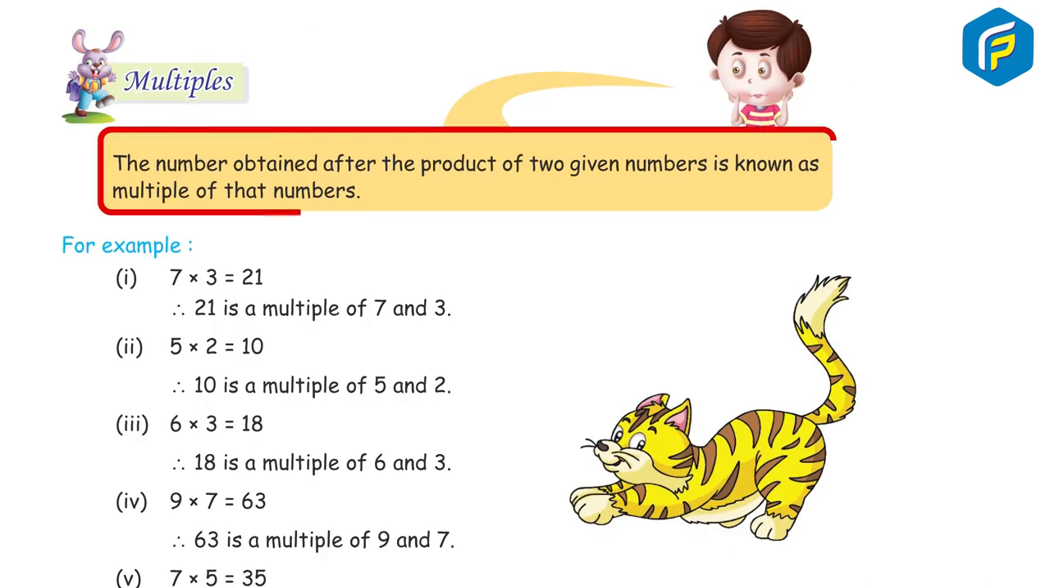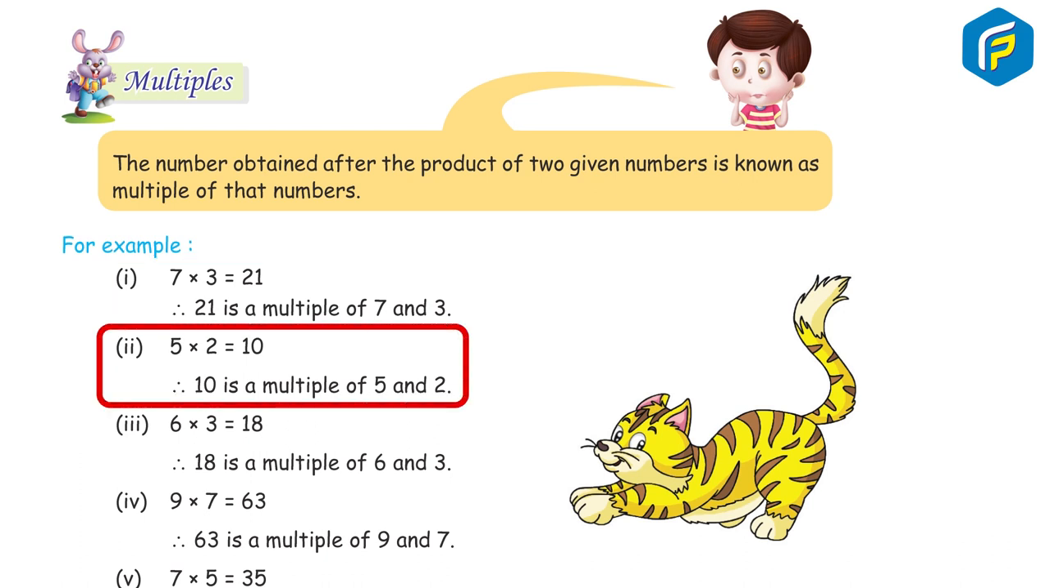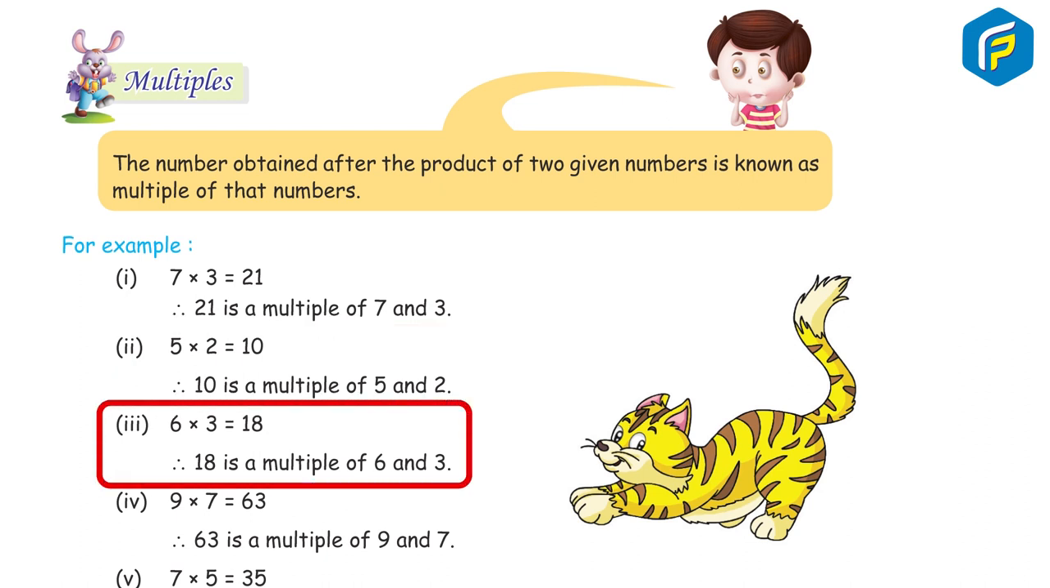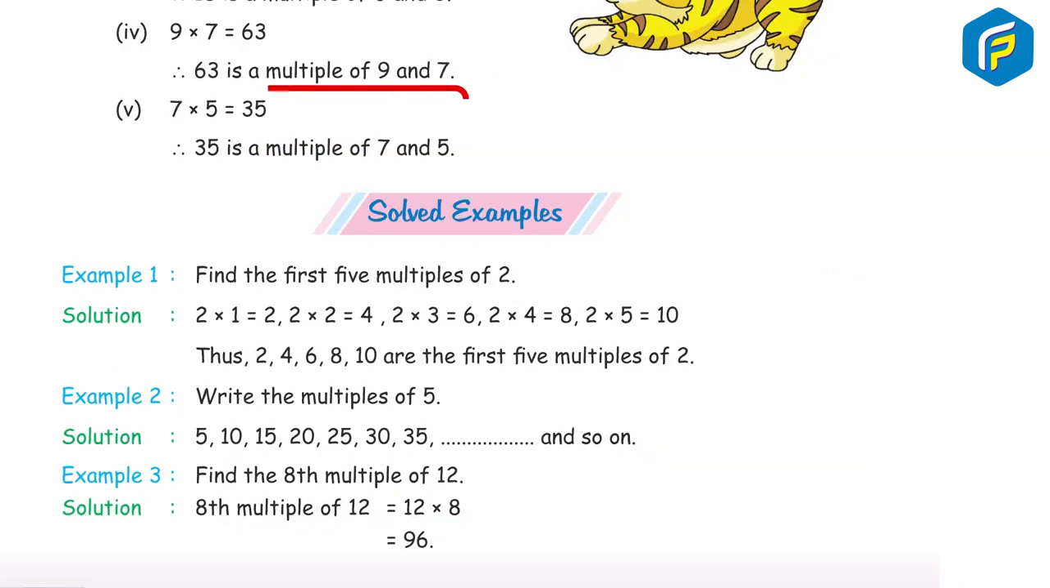Multiples. The numbers obtained after the product of two given numbers are known as multiples of those numbers. For example, 1. 7 into 3 is equal to 21. 21 is a multiple of 7 and 3. 2. 5 into 2 is equal to 10. 10 is a multiple of 5 and 2. 3. 6 into 3 is equal to 18. 18 is a multiple of 6 and 3. 4. 9 into 7 is equal to 63. 63 is a multiple of 9 and 7. 5. 7 into 5 is equal to 35. 35 is a multiple of 7 and 5.